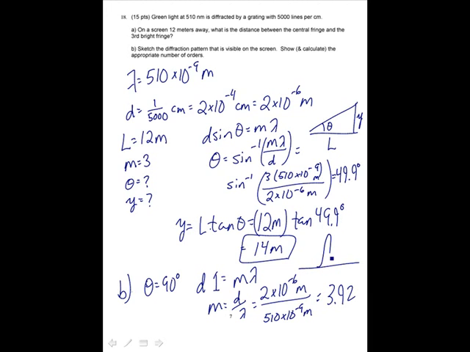So here's my bright fringe. I was looking for something like that. A total of 7 bright spots.